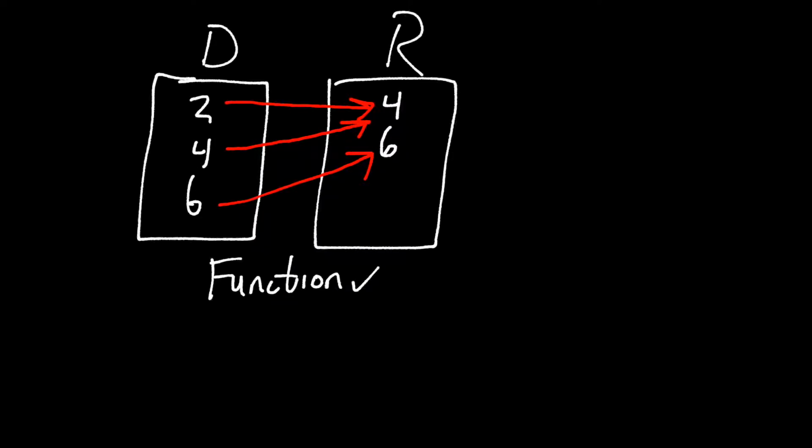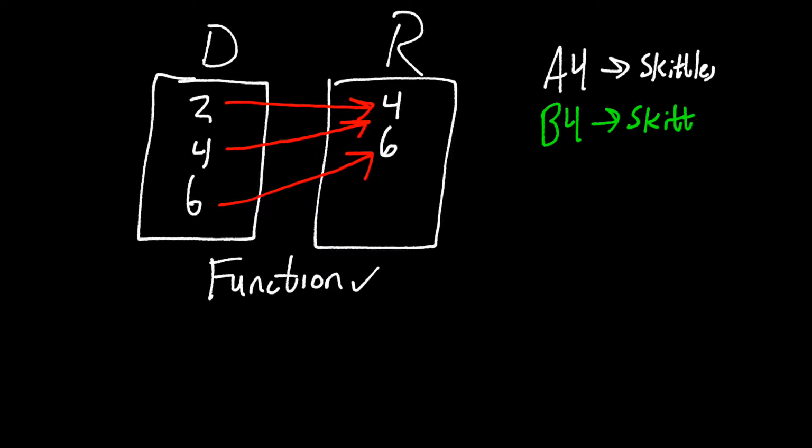And going back to my vending machine analogy, this is like, if I typed into the vending machine A4, I'm going to get Skittles. But because there is more than one item of Skittles inside the vending machine, if I type in B4, I'll also get Skittles. It is 2 different inputs, but you're getting the same output, and in a function, that's okay.